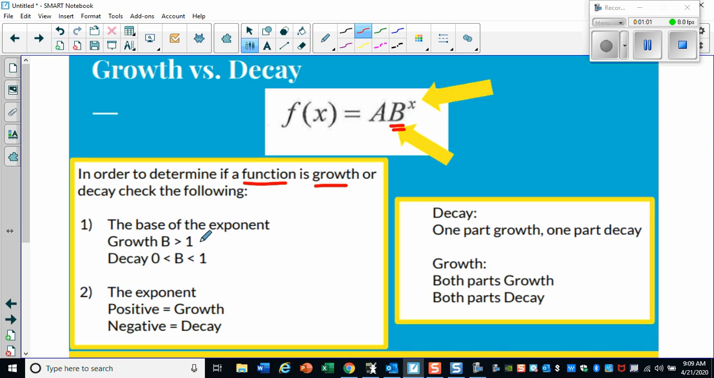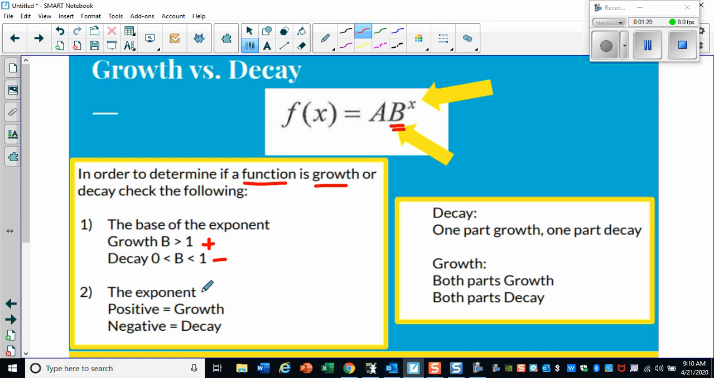Remember, if the base of the exponent is bigger than 1, it's growth, so I'm going to put a plus there. If it's between 0 and 1, it's decay, so I'm going to put a minus there. So basically I check the base and determine whether it's growth or decay, and put a plus or minus sign there, plus to mean growth and minus to mean decay.